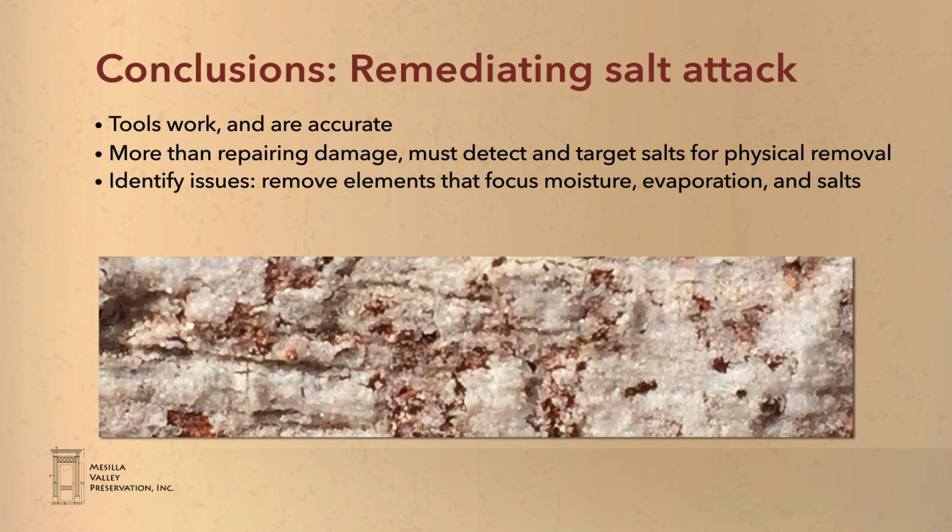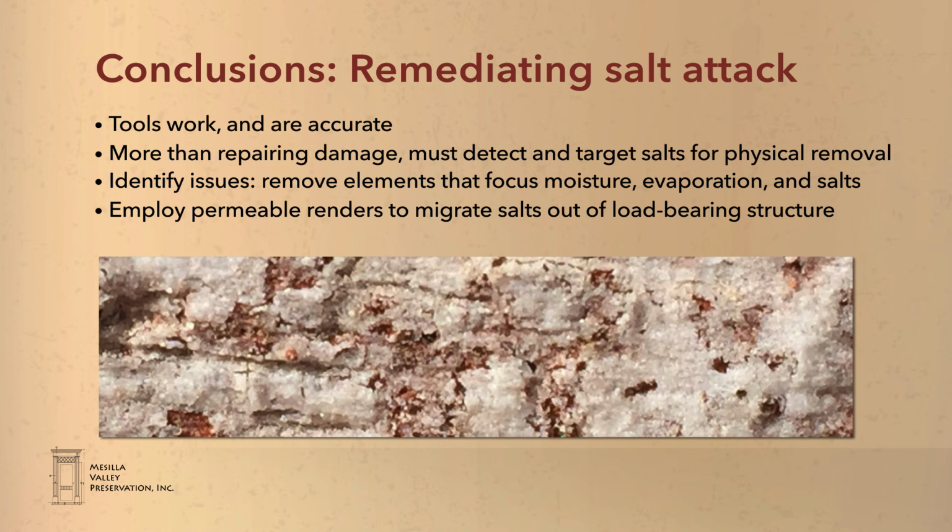Removing elements that focus moisture, evaporation, and salts is likewise critical. We've conclusively shown that permeable plasters and renders, such as mud and lime plasters, can be used to effectively migrate salts out of load-bearing structure. Migrating salts to the surface of the plaster allows them to be easily removed. Removing salts helps set back the clock for the building, especially if moisture sources are mitigated at the same time.